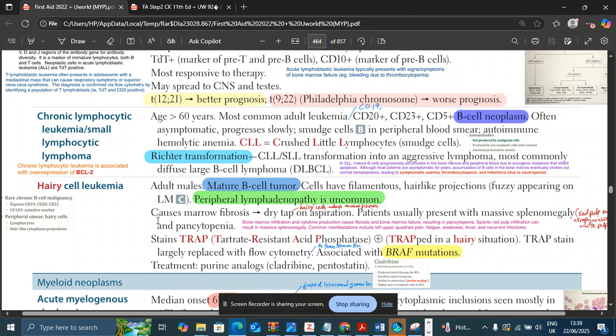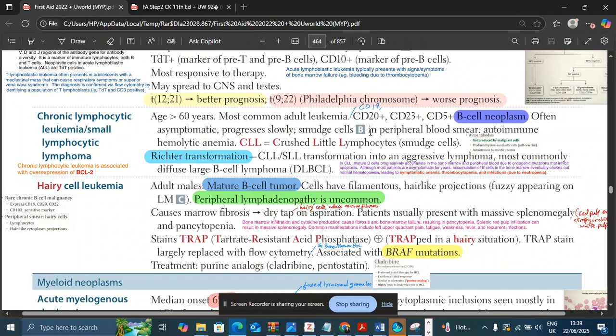The best initial test to diagnose hairy cell leukemia is again CBC with smear, and that will show hairy cells. In CLL, in the smear we see smudge cells. In hairy cell leukemia, we see hairy cells. These are mononuclear cells with many cytoplasmic projections. Go and Google it. These images are very important.